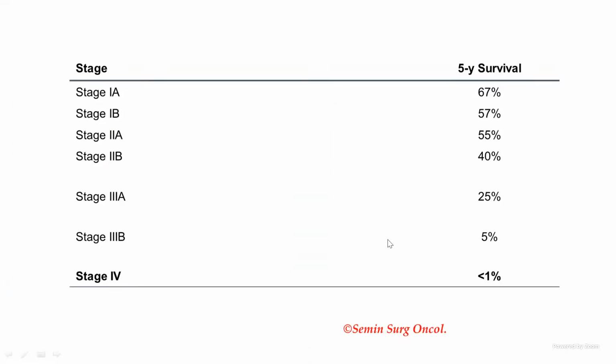This is the 5-year survival as per the stage of the patient. As we see, from stage 1 to stage 4, 5-year survival decreases drastically. In stage 1A, 5-year overall survival is 67%, stage 2B 40%, stage 3A 25%, and stage 4 it is less than 1%.